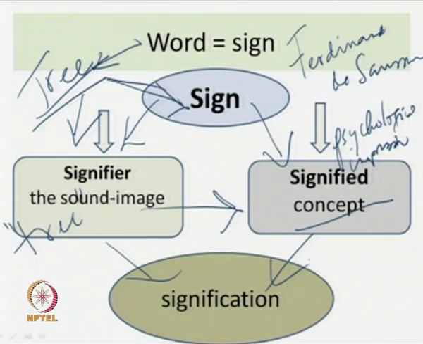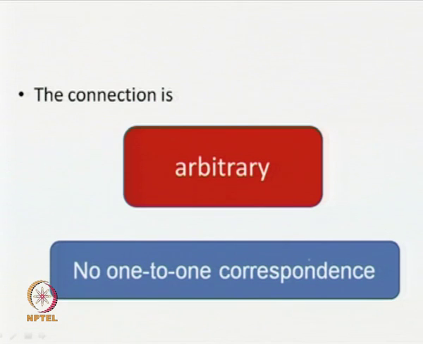We saw here again, to recapitulate, we can take an example, for instance, tree. As Saussure has said, the tree is a sign comprising two parts, the signifier, tree, and the signified, that is our concept or psychological impression of tree, okay? Now, the very important formulation that is given by Saussure is this, that the connection between the signifier and the signified is arbitrary, right?